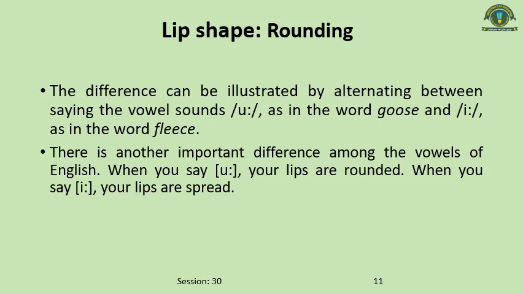Okay? Now, there is another important difference among the vowels of English to remember. When you say oo, your lips are rounded. Say the sound oo. You can do this while standing in front of the mirror. Stand there, say the sound oo, and try to look at your lips. What is the shape of your lips? Yes, absolutely right, they are rounded. I am producing this sound, and the shape of my lips is rounded. But what happens when you say the sound e? Your lips are not rounded, rather spread.